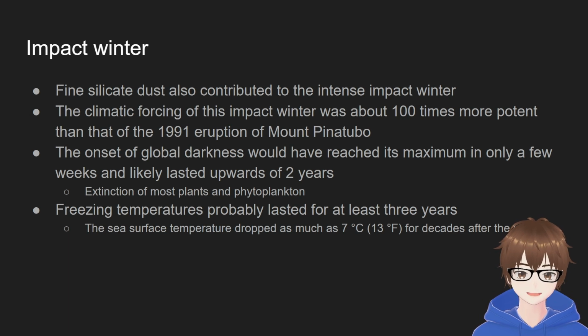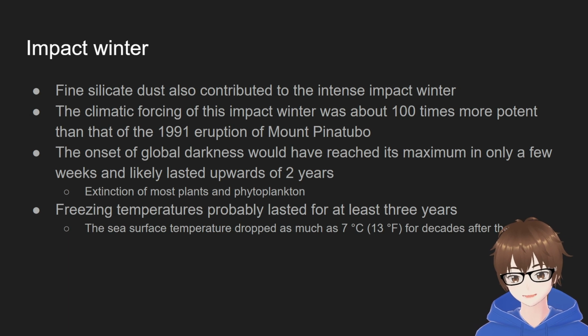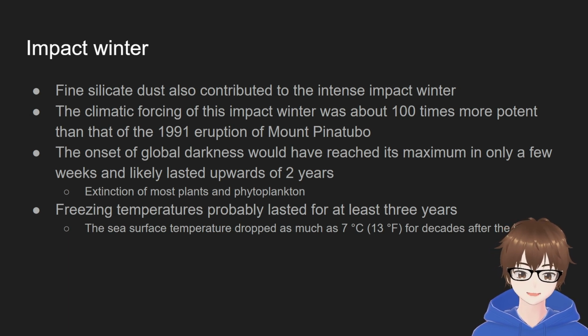And the onset of the global darkness would have reached its maximum in only a few weeks and likely lasted for 2 years. And that caused the extinction of most plants and phytoplankton in the world. And the freezing temperatures probably lasted for at least 3 years, and the sea surface temperature dropped as much as 7 degrees Celsius or 13 degrees Fahrenheit for decades after the impact. So, all of that caused by what we think was a meteorite impact.